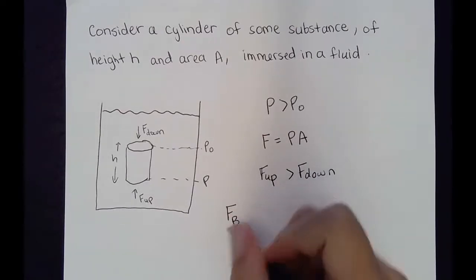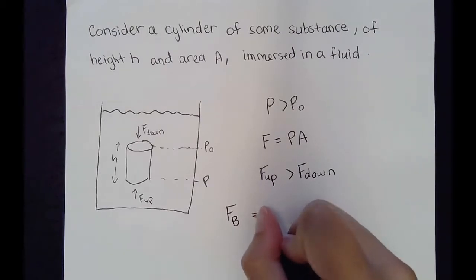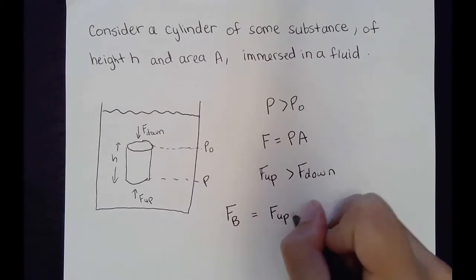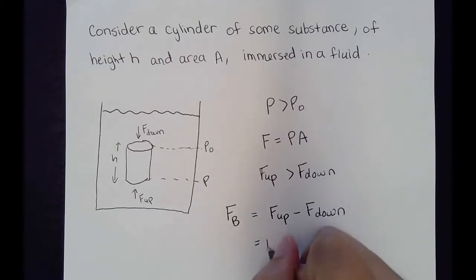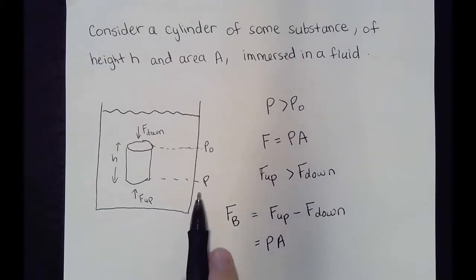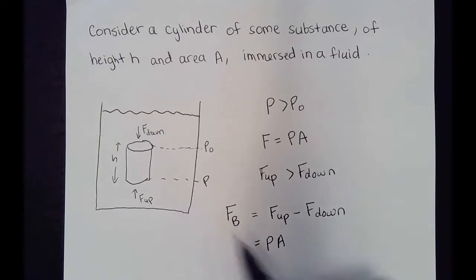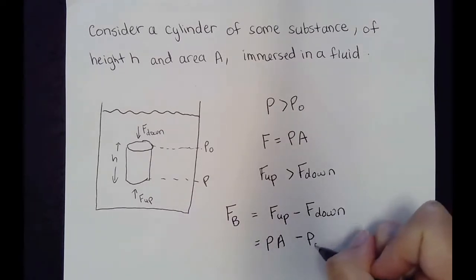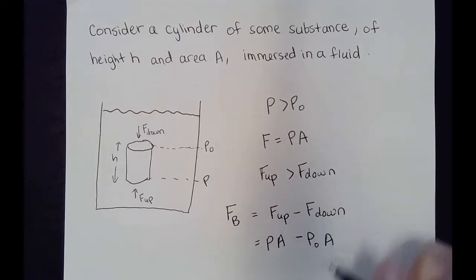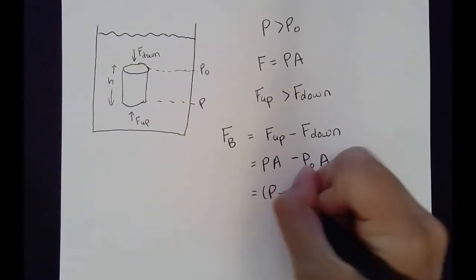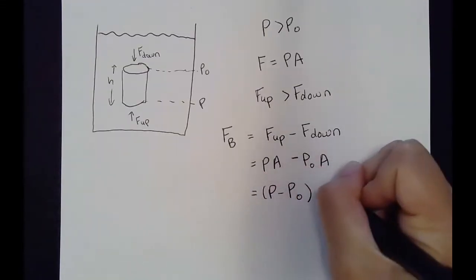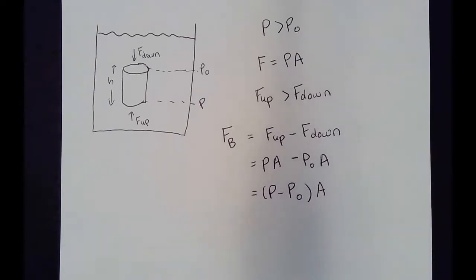The buoyant force, Fb, equals F up minus F down. So this will be P, the pressure at the bottom, times the area A, minus the pressure at the top, P0, times the area A. And from here we can factor out that factor of A, so we have (P minus P0) times A.